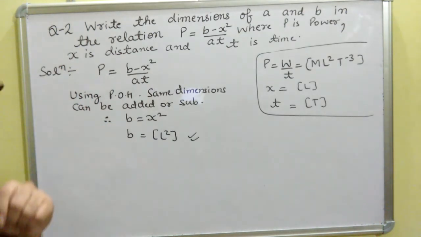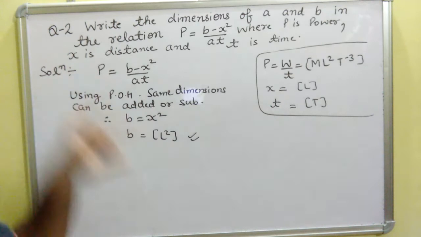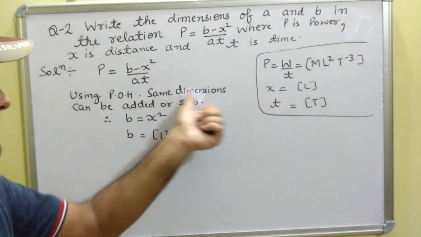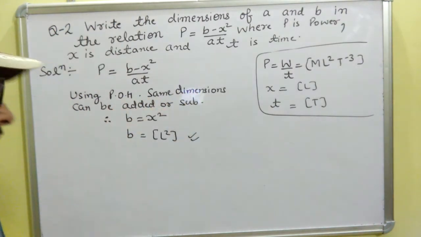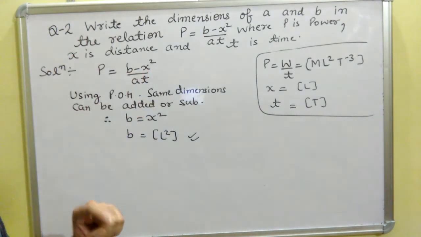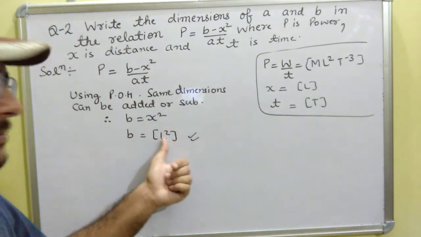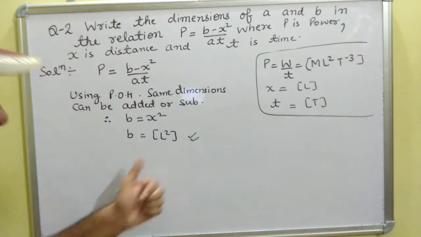Sometimes students make this mistake, they put the dimensions, they cross multiply and use that formula. Okay, that will be wrong in that case. First go for the plus and minus thing. Solve that using the concept that the same dimension can be added or subtracted. Here you have b minus x square, it means both should have the same dimension. So b should be equal to x square. And the dimension of x you know is L, that is length. So x square will be L square, so for b you got L square.